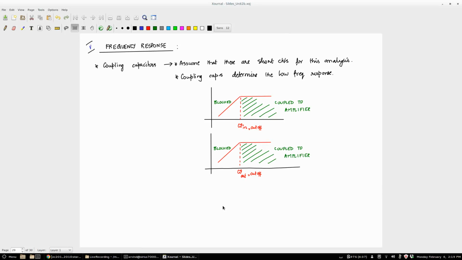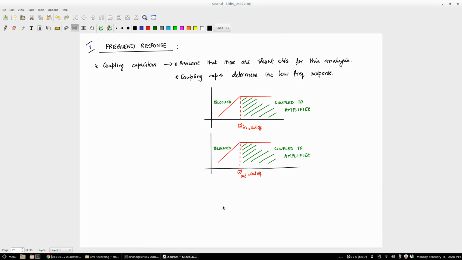Why would you put an input filter to amplify a 1 kilohertz signal? Why would you have a situation where at the input you filter out everything below 1 kilohertz, but at the output you filter out everything below 2 kilohertz? That doesn't make sense, right? The signal is going to be at the same frequency. So essentially omega in cutoff and omega out cutoff will be determined by the coupling capacitors.